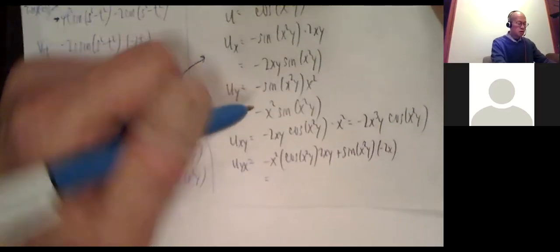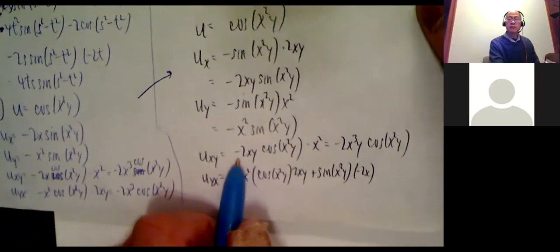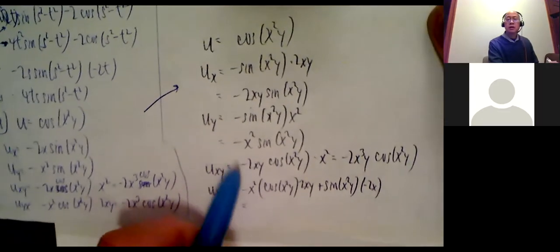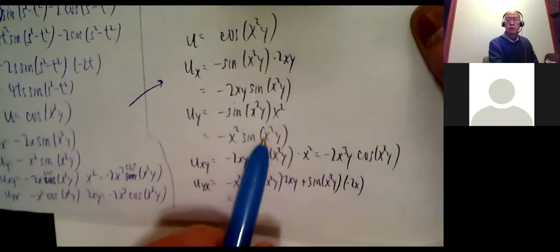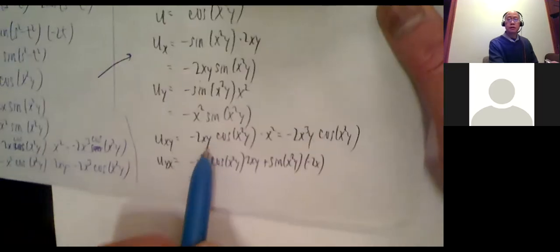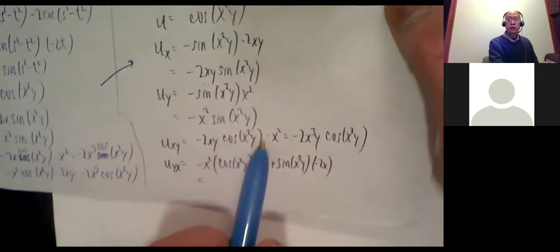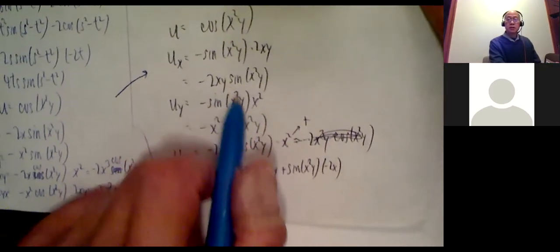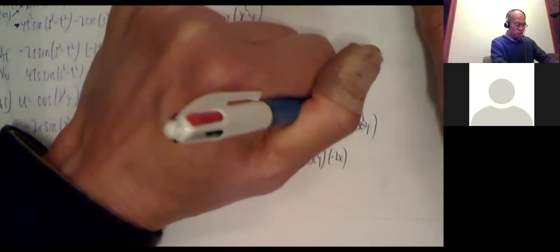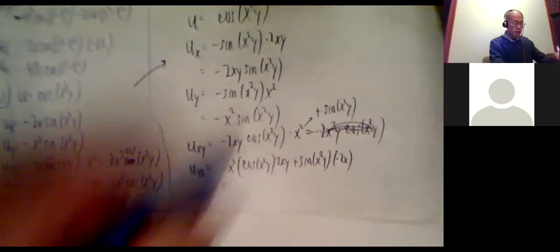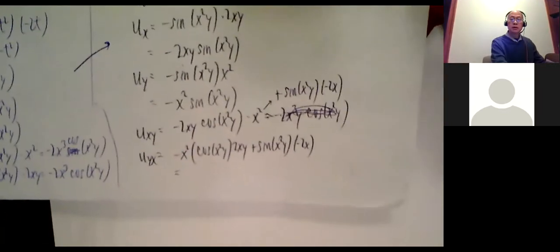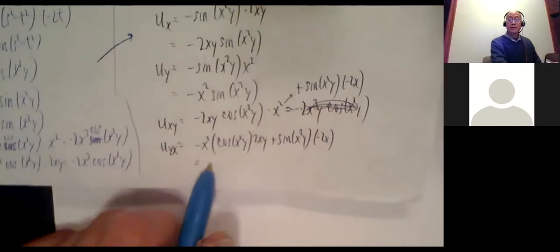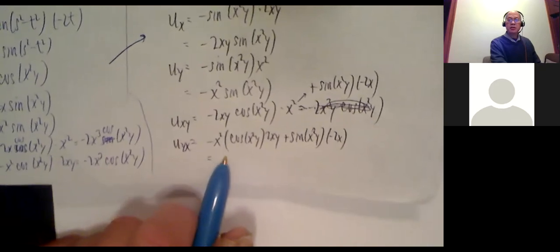Okay, so let's see. Something's not right here. u sub xy. I didn't do the second times the derivative of the first for u sub xy. Sorry. Okay, first times the derivative of the second. I'm messing this up totally. Plus second times the derivative of the first. So second, sine x squared y, times the derivative of the first with respect to y, negative 2x.